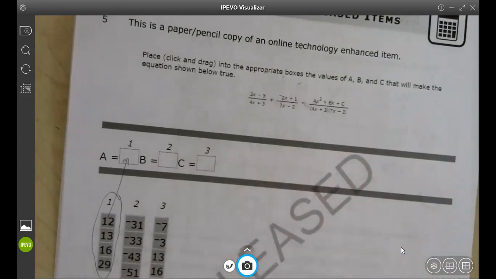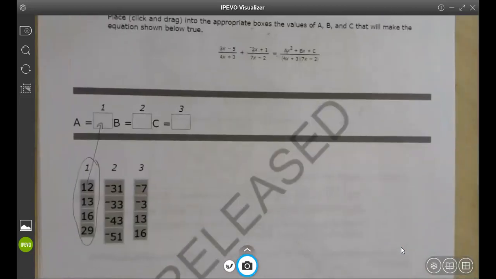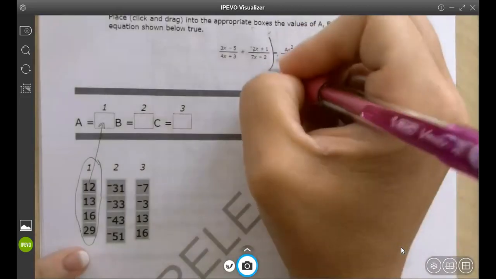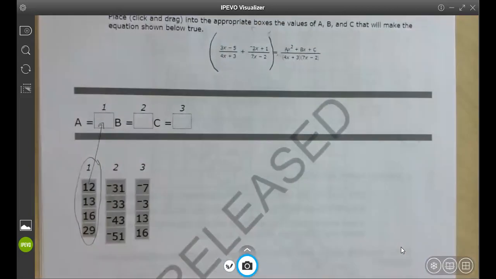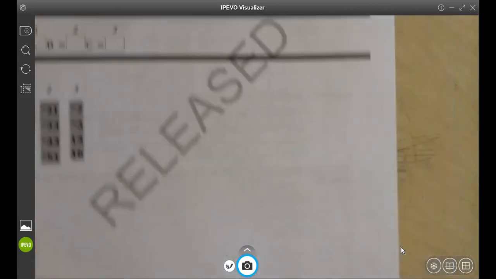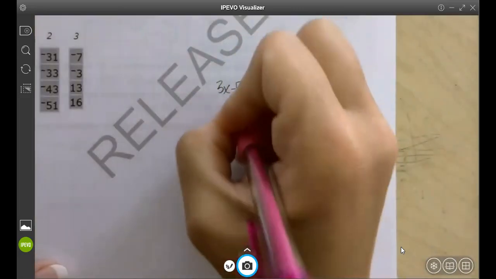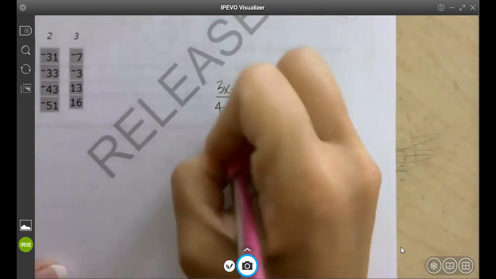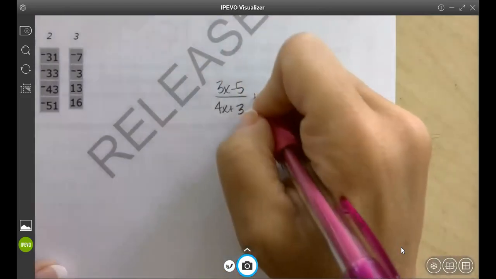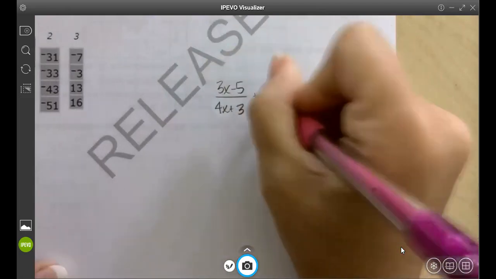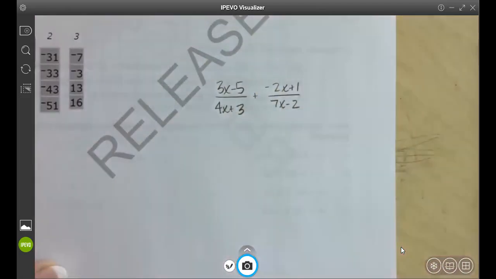All right. This one, you're probably going to have to do by hand. Anything like this, you're probably going to have to do by hand. So the way that we work this out is we just look at this part right here and we're going to add these up. Remember, to add fractions, we have to have common denominators. So that's what we're going to do. I'm going to move down over here where I have lots of room so you guys can see. So 3x minus 5 over 4x plus 3 plus negative 2x plus 1 over 7x minus 2.